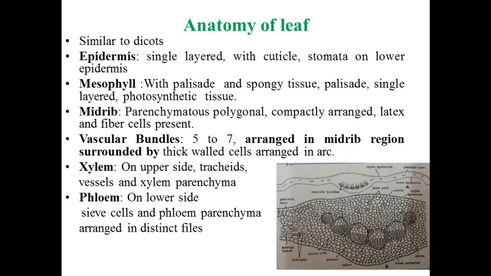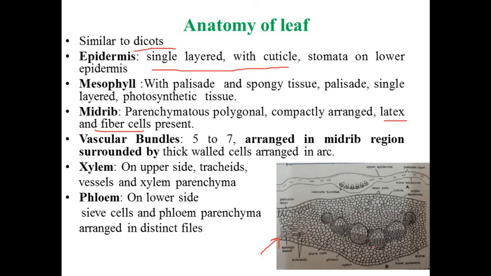Let's go for the anatomy of a leaf. As Gnetum is a connecting link between the gymnosperms and the angiosperms, the leaves are similar to that of dicots. And epidermis is single layered with cuticle, and stomata are present only on the lower surface or the lower epidermis, and the mesophyll is with palisade and spongy tissue, and palisade is single layered. Midrib is parenchymatous and polygonal, compactly arranged. This is also with latex and fiber cells, same as that of a stem.